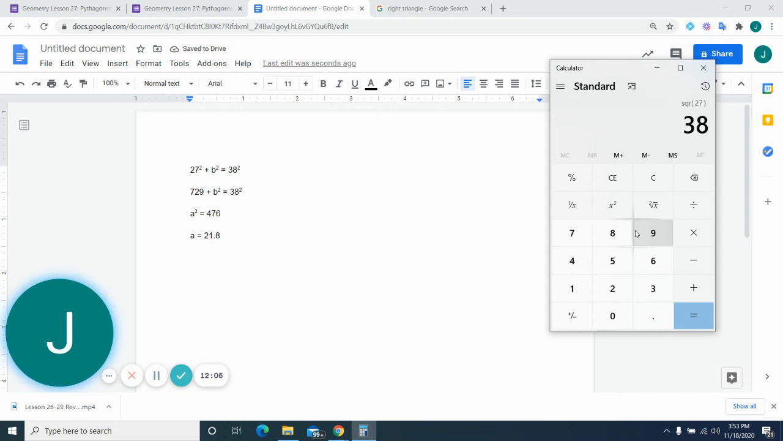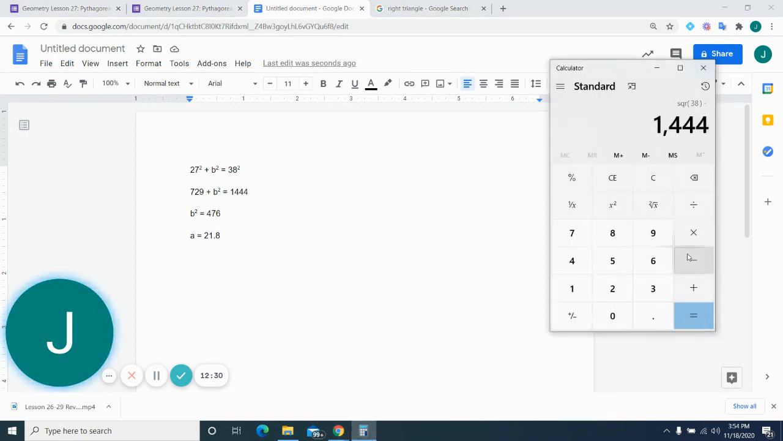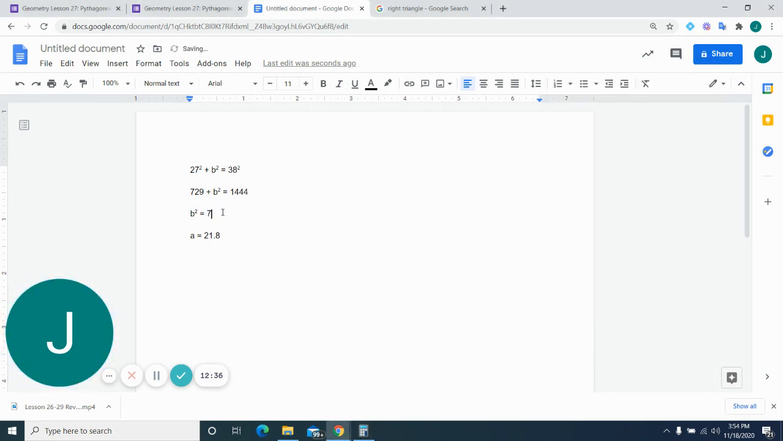And then we'll do 38 squared, and it's 1444. And then you need to do minus 729 to get it out of there, and then minus 729. So we'll end up with B squared. So minus 729 gets it out of there, and then we have to do 1444 minus 729. And so we get 715. So now B squared equals 715.